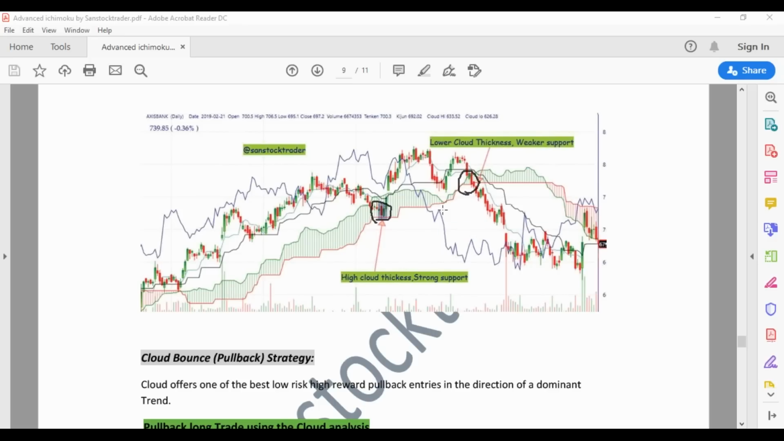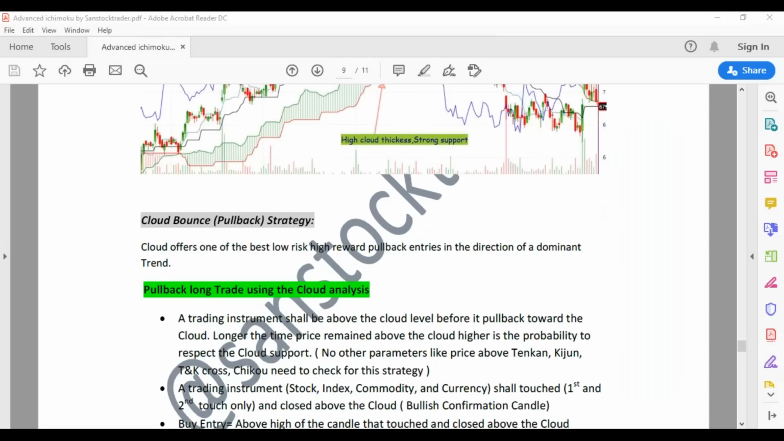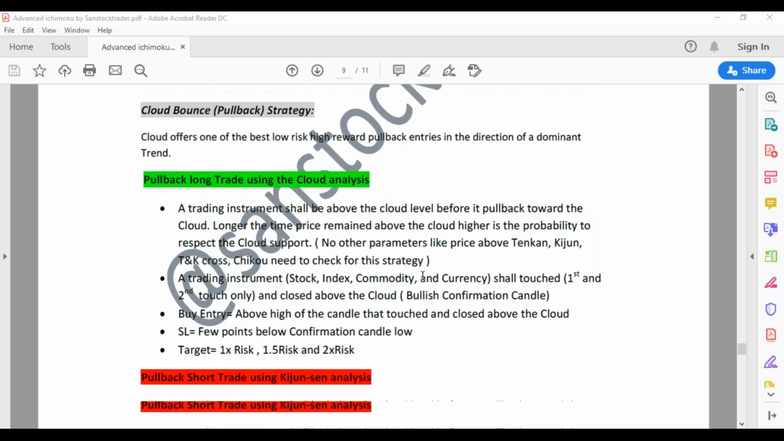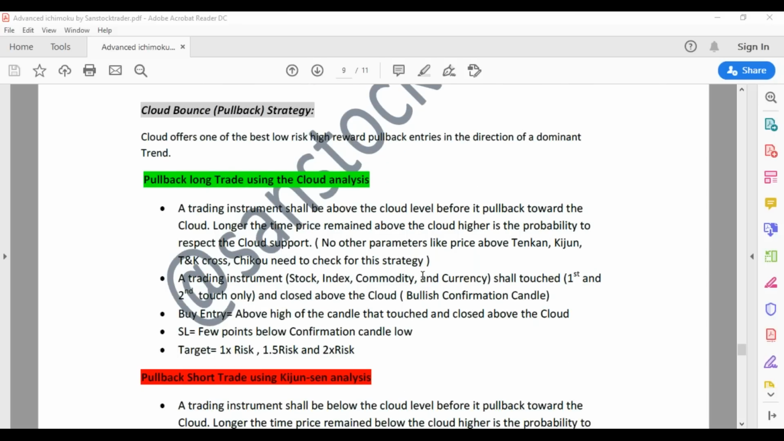So here is the actual strategy. The cloud offers one of the best low risk, high reward pullback entries in the direction of a dominant trend. A pullback long trade using the cloud analysis: a trading instrument shall be above the cloud level before it pulls back toward the cloud. The longer price remains above the cloud, the higher the probability that it respects the cloud support.